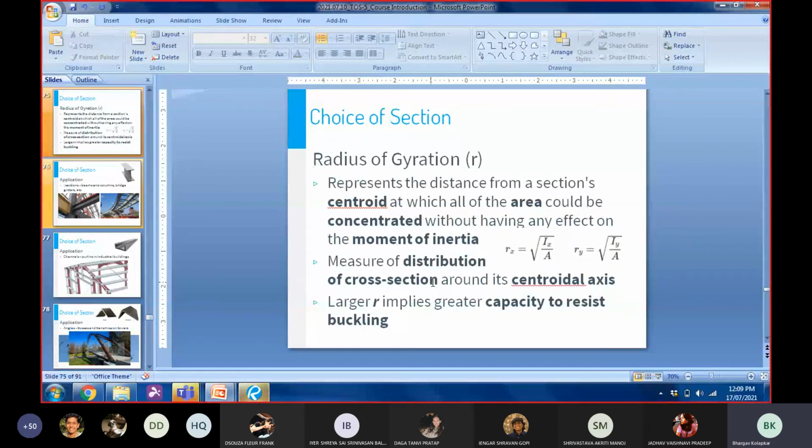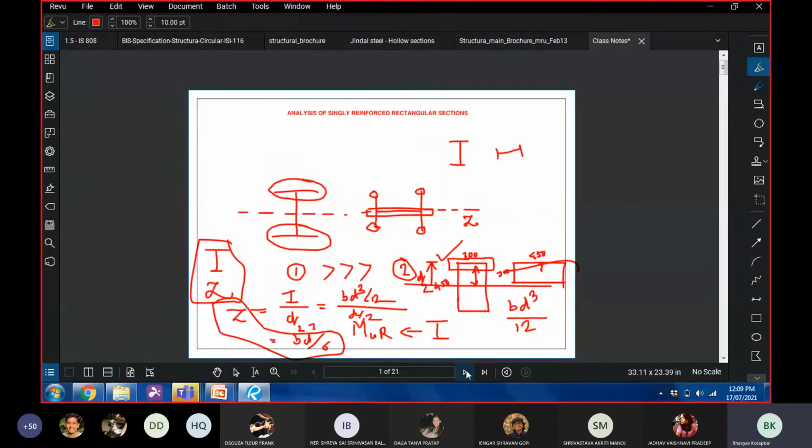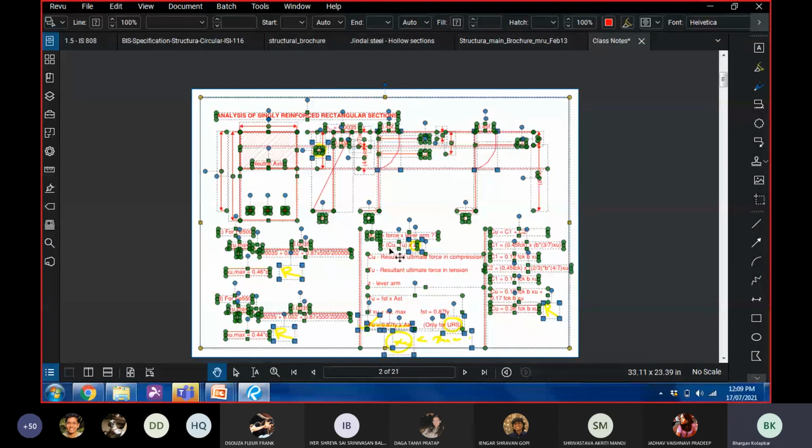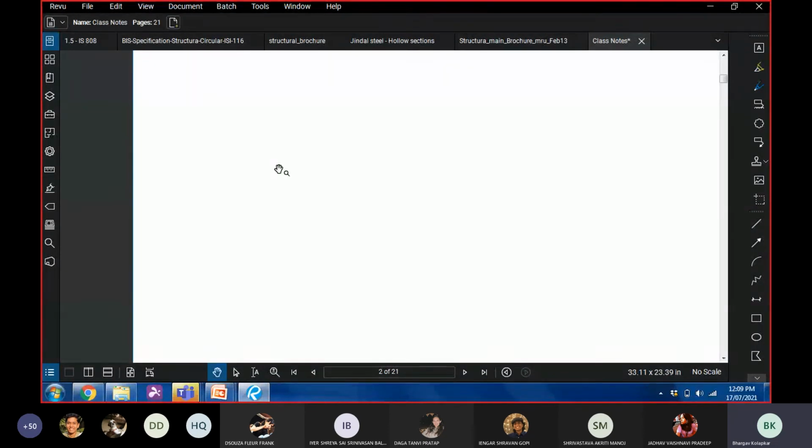And the last property that is of importance to us is the radius of gyration. Now, again, let us try to understand this with the help of a sketch. Now, what does radius of gyration mean? So, if I have a section, say a circular section, and it has a certain moment of inertia, okay, irrespective of the axis that you select, it is going to have the same moment of inertia.